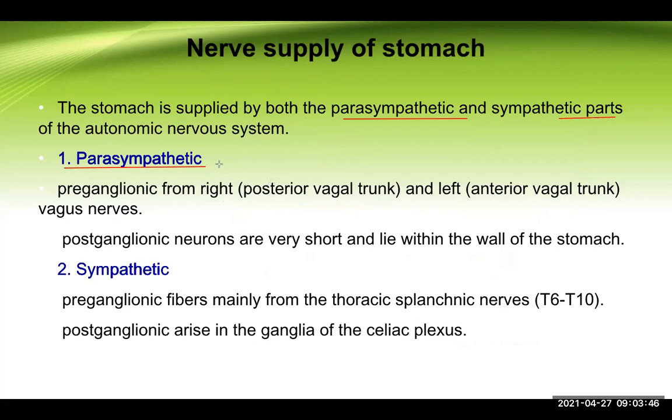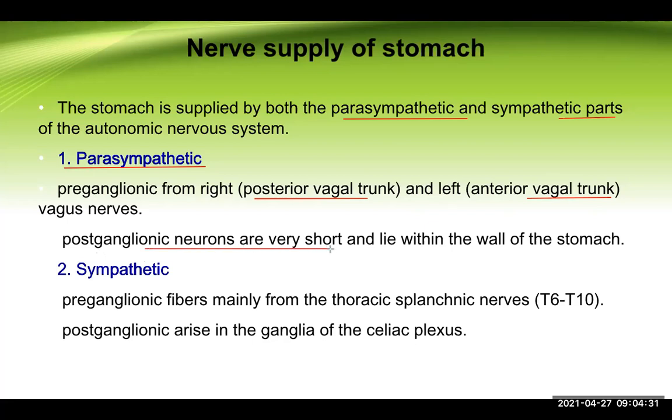The vagus nerve is already divided into the posterior vagal trunk and the anterior vagal trunk. Already above the stomach, when it is descending in the tracheoesophageal groove, it is divided there. So the preganglionic fibers of the parasympathetic nerve supply originate from the posterior vagal trunk, which is mainly from the right vagus nerve, whereas the anterior vagal trunk is developed from the left one.